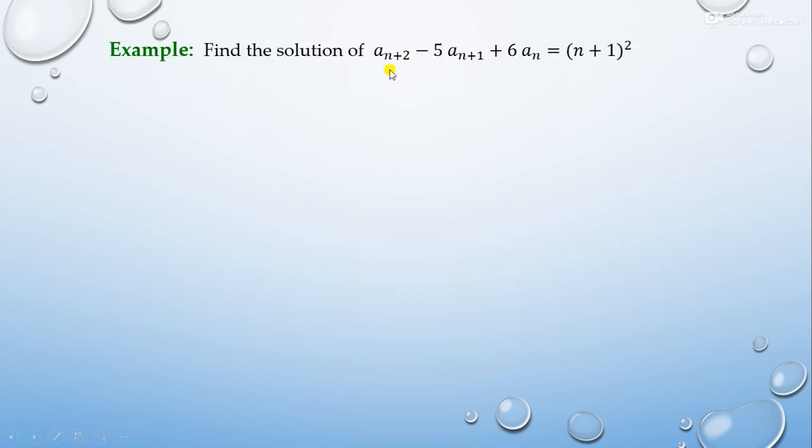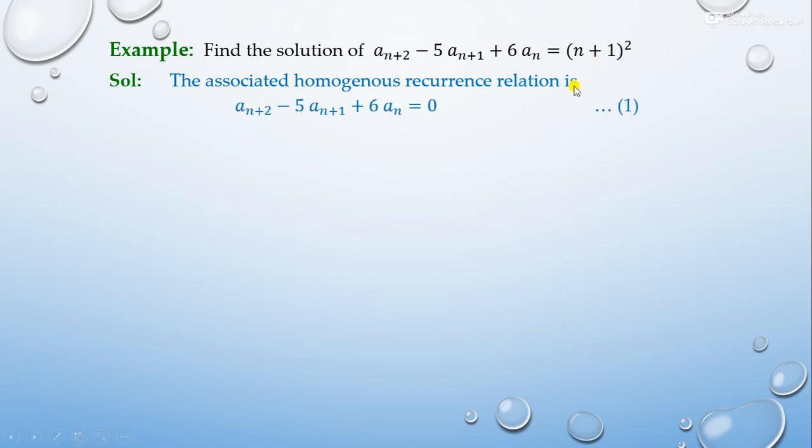Suppose we have a(n+2) minus 5a(n+1) plus 6a(n) is equal to (n plus 1) whole square. So how can we solve this non-homogeneous recurrence relation? So we start our solution. First we have to associate the homogeneous recurrence relation. For this we have to put f(n) equal to 0. So our recurrence relation is a(n+2) minus 5a(n+1) plus 6a(n) is equal to 0.